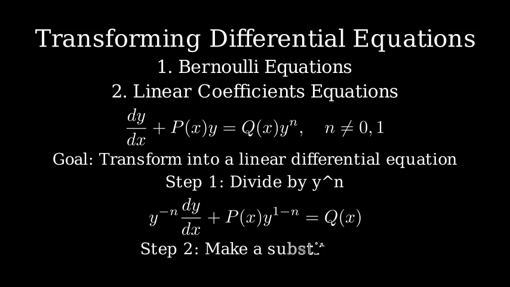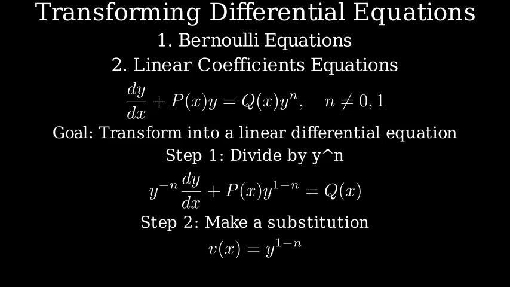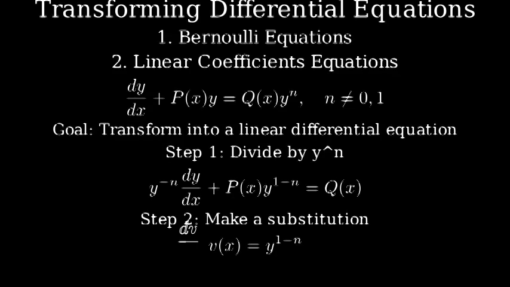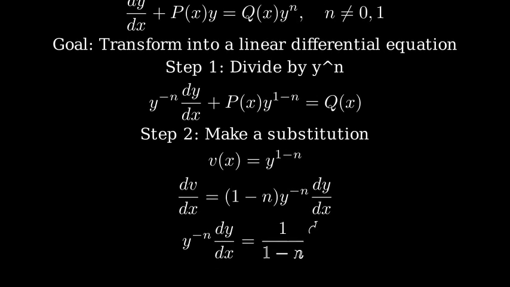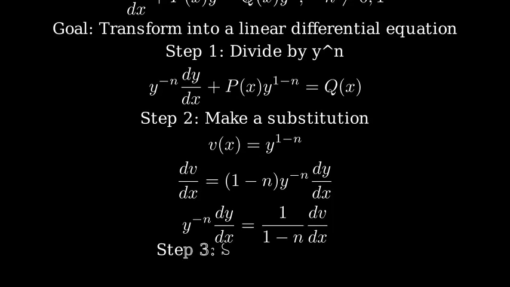Step 2. We introduce a substitution to simplify this equation. Let's define a new variable v equals y to the power 1 minus n. When we differentiate v with respect to x, we get dv/dx equals 1 minus n times y to the power negative n times dy/dx. We can rearrange this to get y to the power negative n times dy/dx equals 1 over 1 minus n times dv/dx.